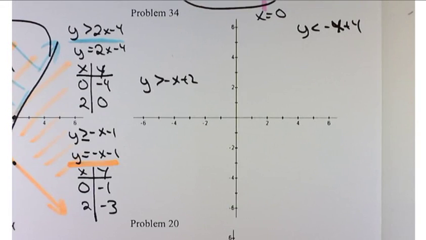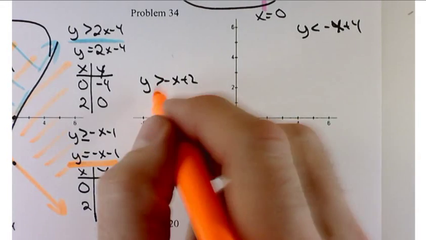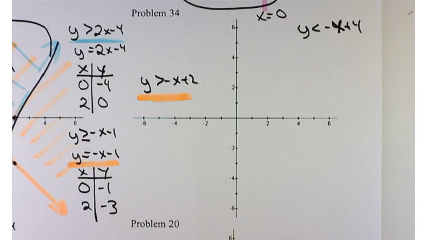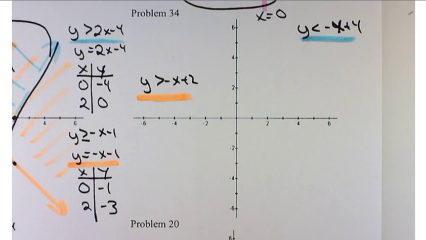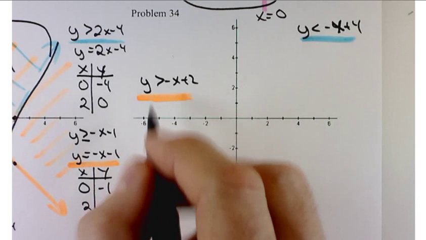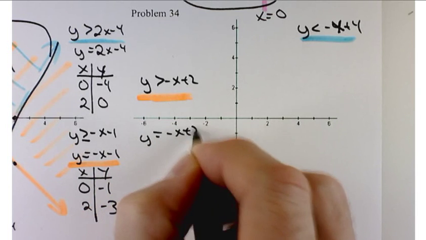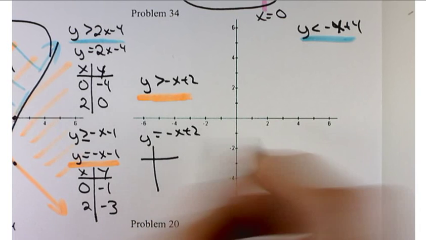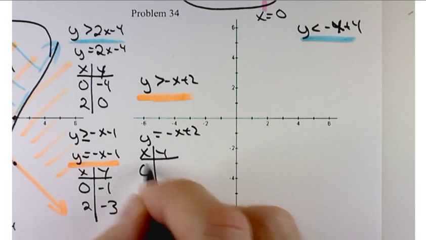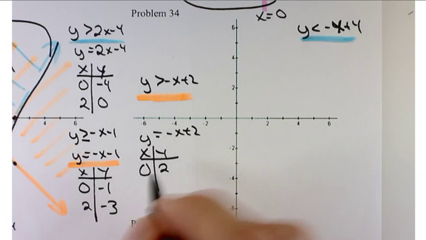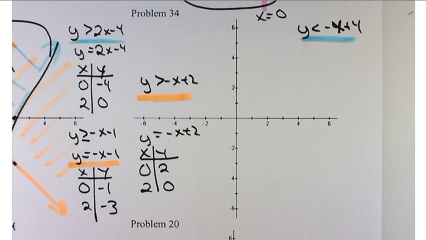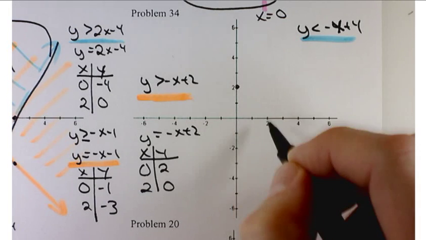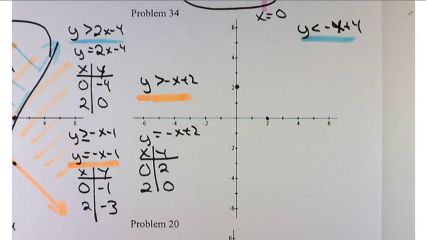I'll graph this one in orange and this one in blue. So as far as this one's concerned, you're going to graph y equals negative x plus 2. The easy thing to do is to plot some points. Setting x equals 0 gives me y equals 2. Setting x equals 2 gives me y equals 0. And I get a couple quick points here. I'm going to connect these with a dashed line.